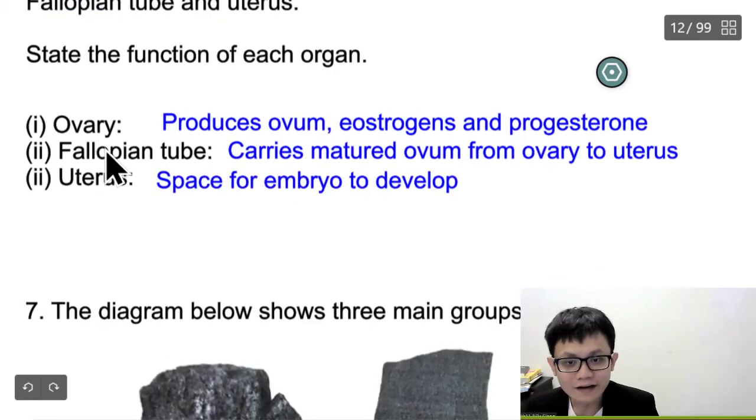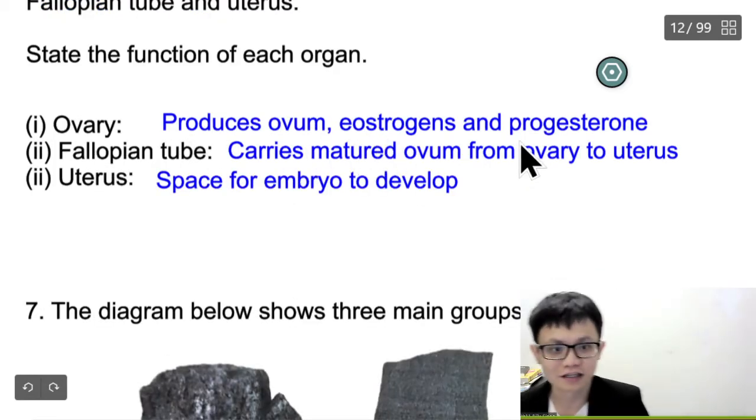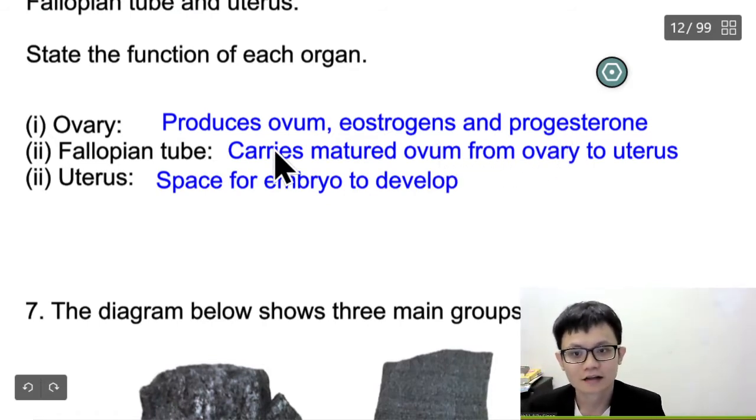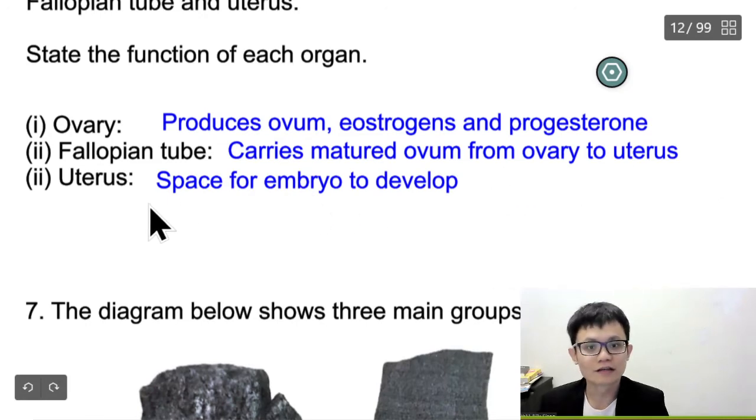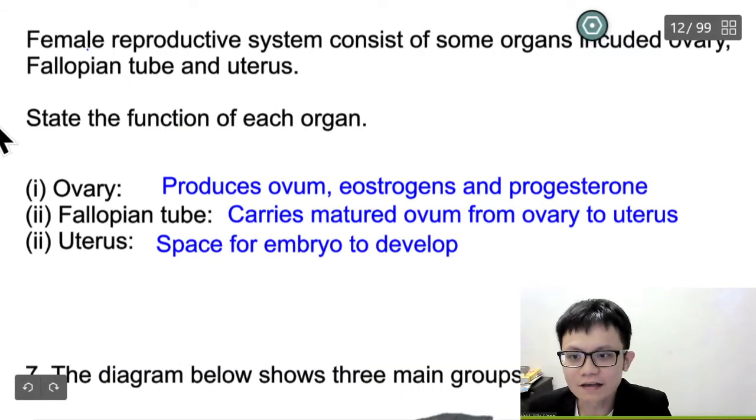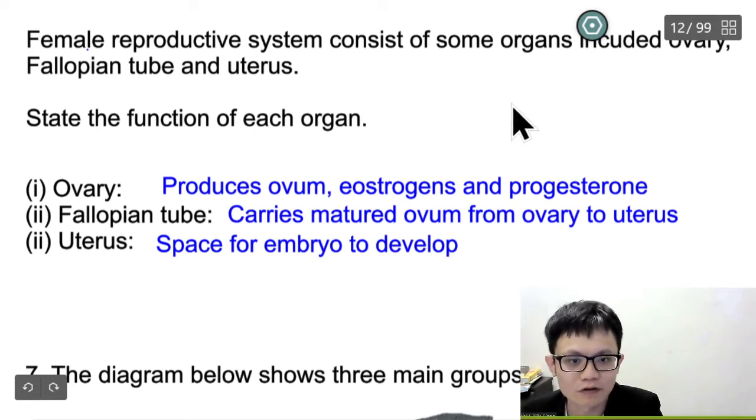So the ovary is to produce ovum, estrogen, and progesterone, correct or not? And the fallopian tube is to carry mature ovum from the ovary to the uterus, and the uterus is a space for the embryo to develop. So basically, this is the human female reproductive part, correct or not?